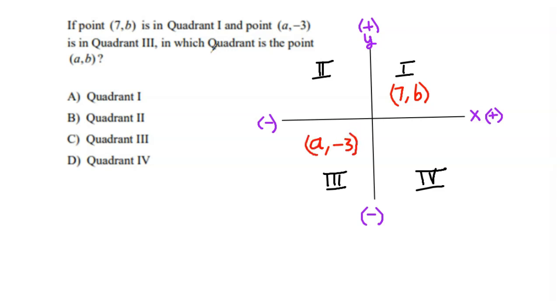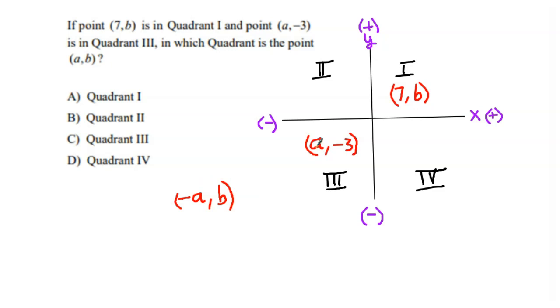In what quadrant is the point -A, B? So here we realize that B is positive. For a point to be in quadrant 3, that means it has to be negative. So A has to be negative because it's in quadrant 3. And then B is in quadrant 1, that means it has to be positive. So this is what we got.